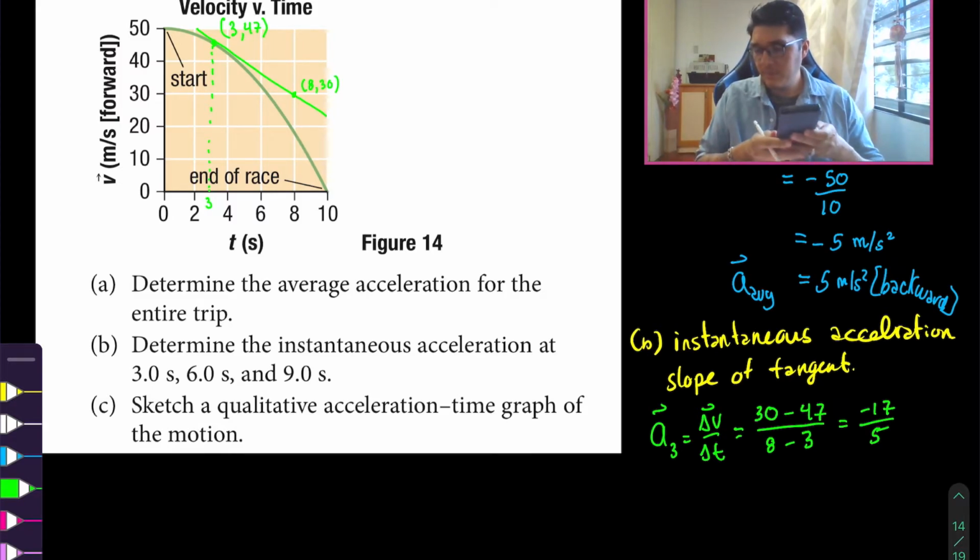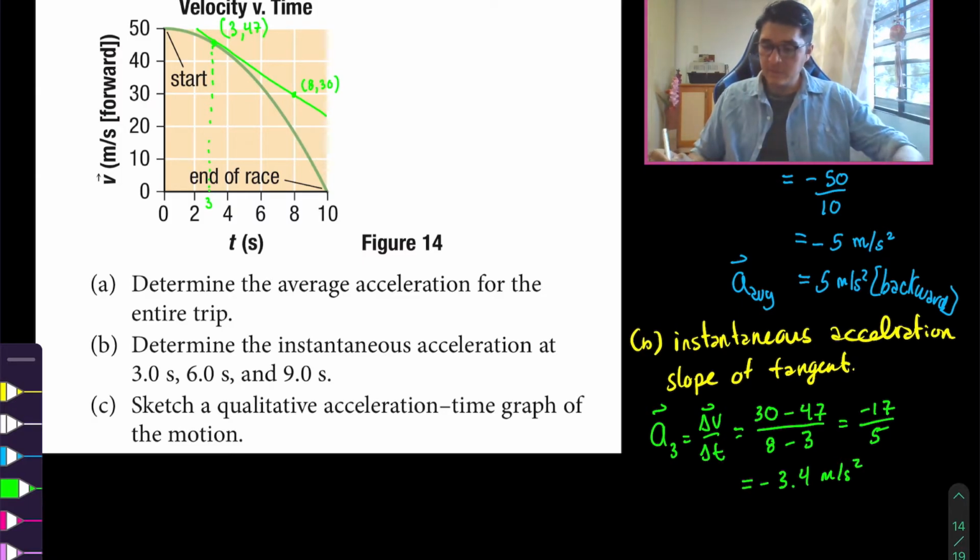So what is this approximately? 3.4. This makes sense because we expected to get a negative number, and the number should have been less than 5, because 5 was the average acceleration for the whole time interval from start to finish. And at the very beginning of the race, the velocity curve is not very steep, so the acceleration should not be such a high value.